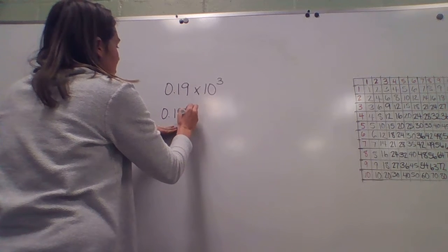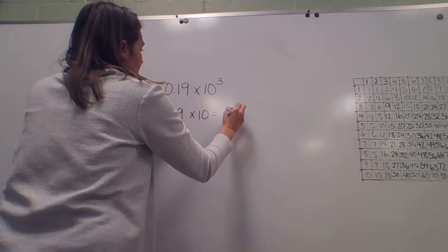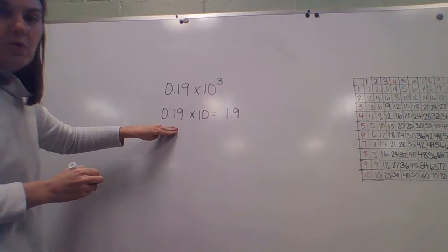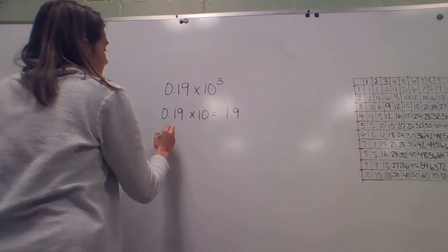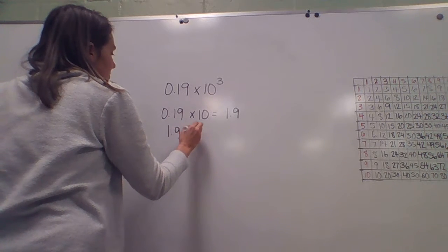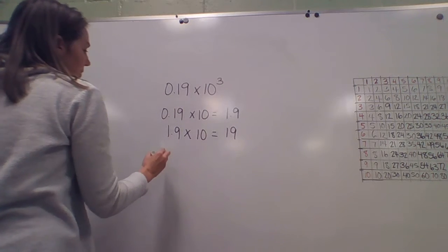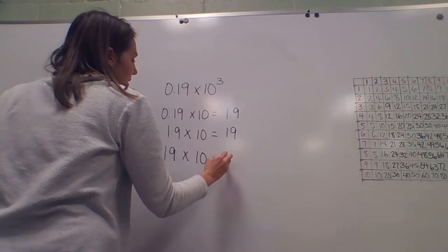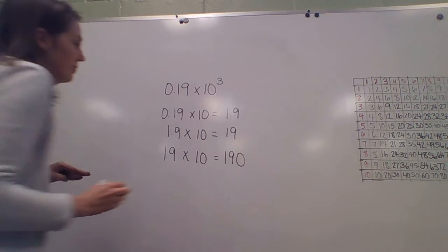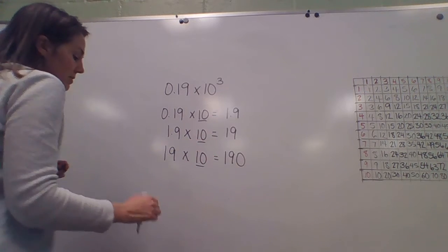0.19, or 19 hundredths, times 10 would get you 1.9, right? 1 and 9 tenths. Then I take 1 and 9 tenths, multiply it by 10, and I get 19. Then I get 19 and multiply it by 10, and I get 190. So I've multiplied by 10 1, 2, 3 times.